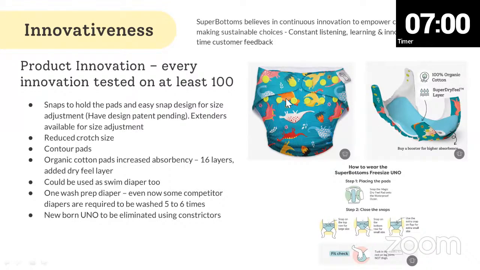Also, the pads can be inserted inside with this snapping system. It takes hardly a second to put on. We reduced the size of the crotch to make it easier to fit Indian babies. The contours, as you can see, are rounded over here, again making padding easy.